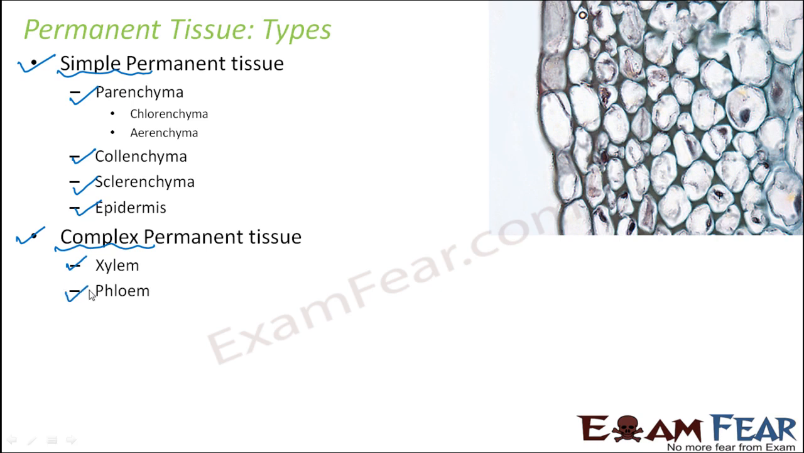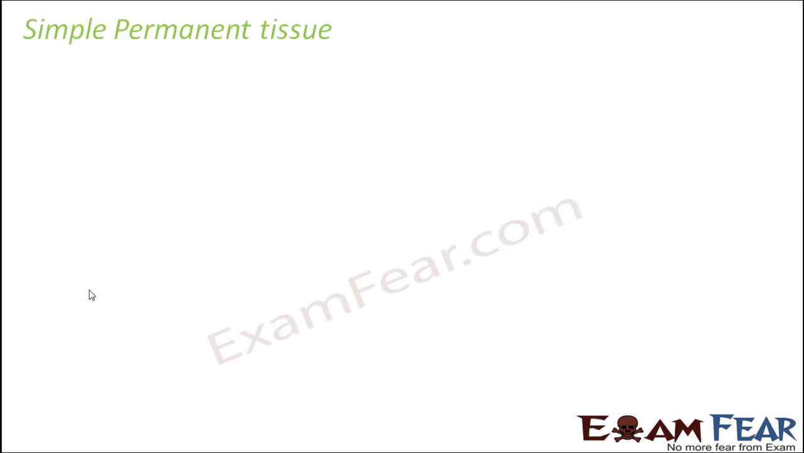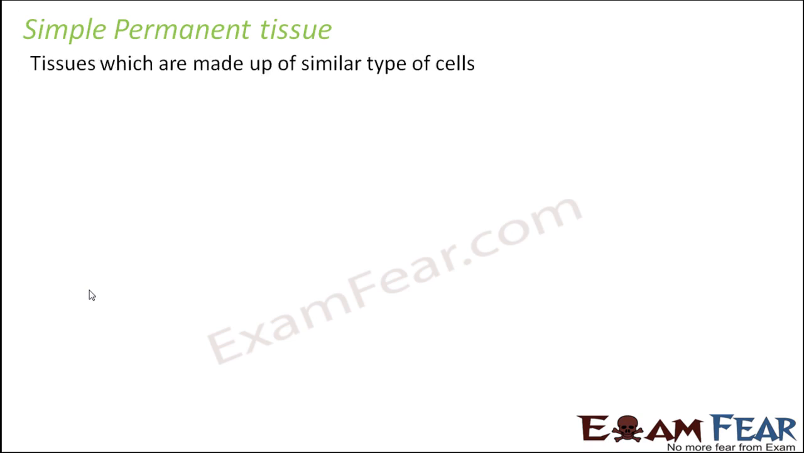Now let us talk about each of these types of tissue one by one. We will start with simple permanent tissue. As I said, they are going to be simple with not much complication. So what are simple permanent tissues? Tissues which are made up of a similar type of cells. All the cells present in a tissue are similar to each other, whether we talk about their structure or their function. I don't say that they are exactly the same, but almost similar. They are not very different from each other. Those kinds of tissues are called simple permanent tissue because all the cells are similar, so no complexity is involved.